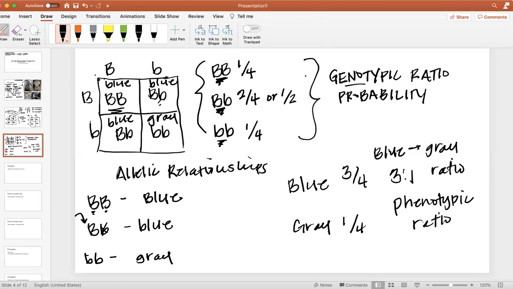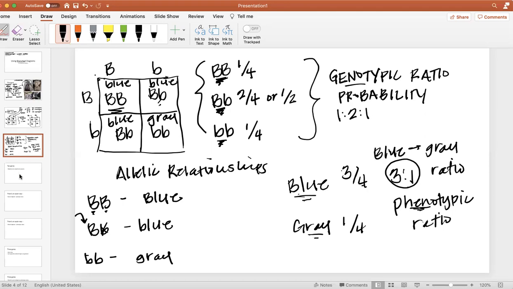Okay, so the genotype is the actual genetic makeup. Here our genotypic ratio would be 1 to 2 to 1, where you have 1 homozygous dominant, 2 heterozygous, and 1 homozygous recessive. Your probabilities would be 1 out of 4, 2 out of 4, and 1 out of 4. Here we have our phenotypic ratios, or our phenotypes. Your phenotypes are just the physical appearances that result from these various combinations of alleles. Our phenotypic ratio would be 3-to-1, and our probabilities would be 3 out of 4 that you would have a blue dog and a 1 out of 4 that you would have a gray dog. Now, hopefully, all of this is review, and I tell you all of this because we're going somewhere with this.